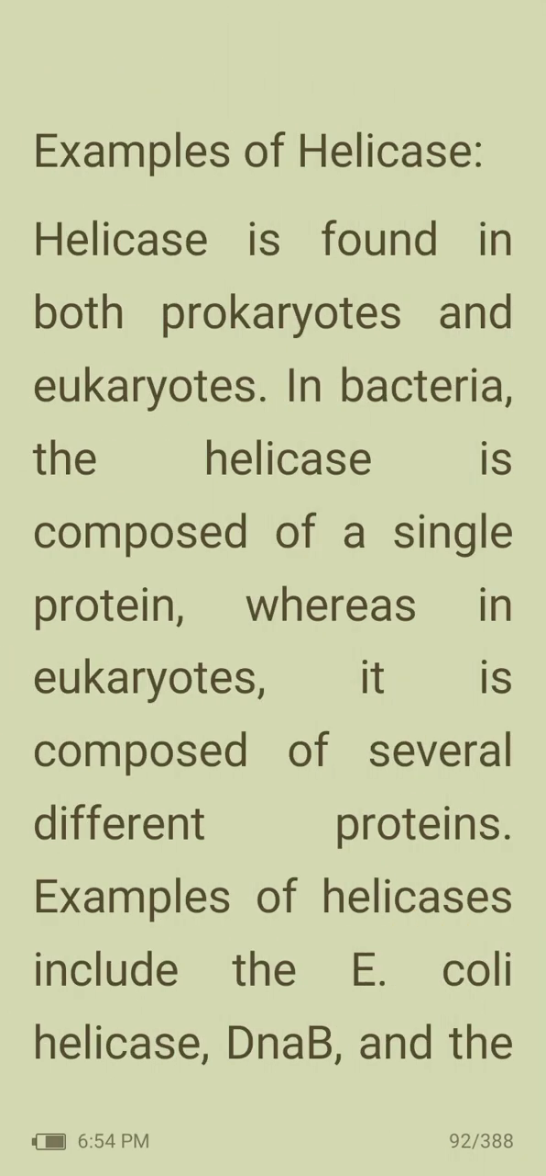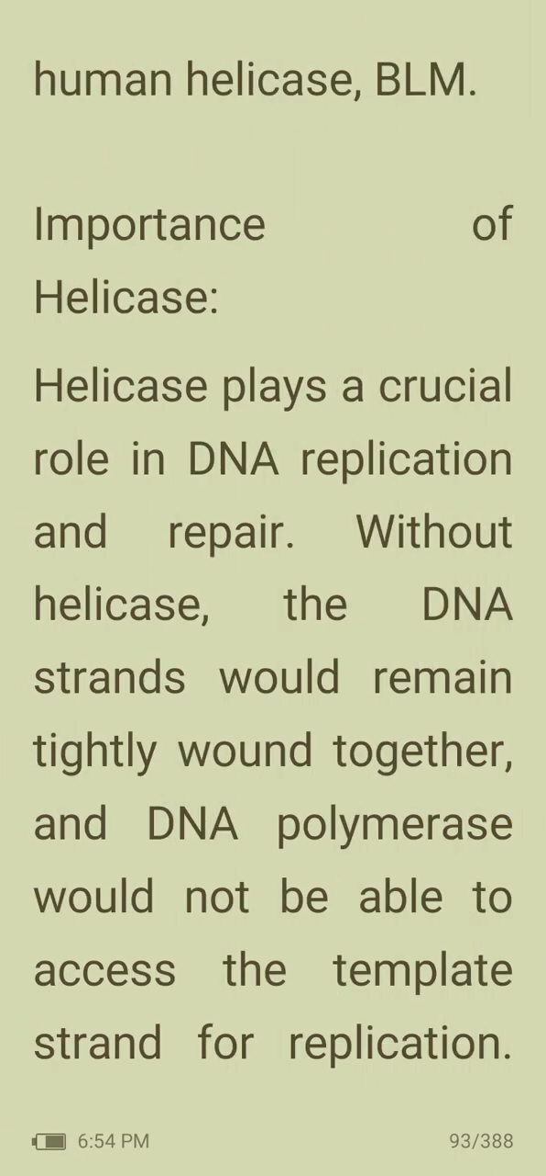Then some examples of helicase. Helicase is found in both prokaryotes and eukaryotes. In bacteria, the helicase is composed of a single protein, whereas in eukaryotes it is composed of several different proteins. Examples of helicase include the E. coli helicase DnaB and the human helicase BLM.